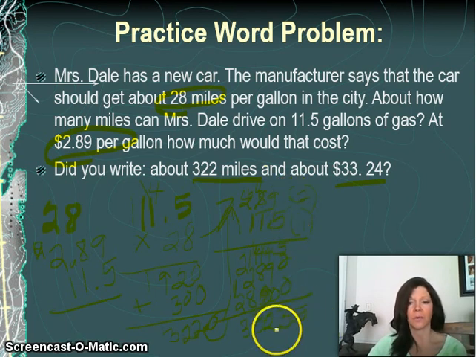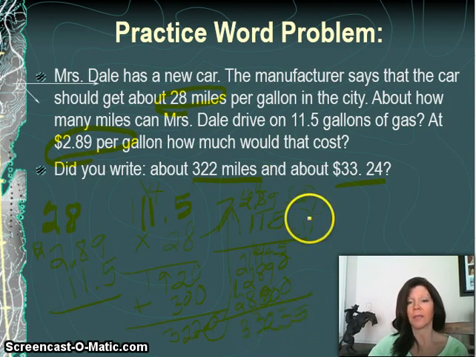1, 2, 3, 33.235. So if you round that 3 up 1, it is $33.24. And that's how you do that problem.